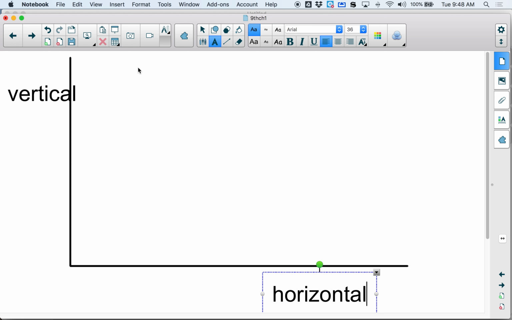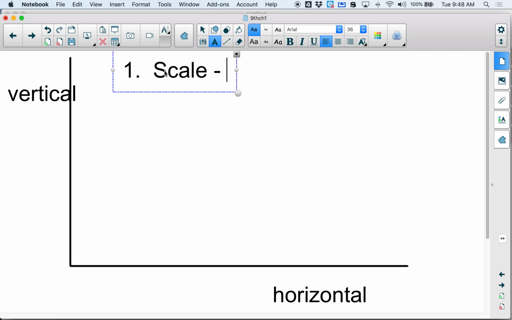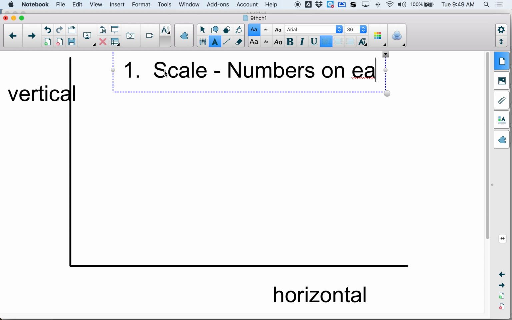Now, there are three things that every graph should have. Number one, every graph should have a scale. The scale is basically the numbers that you put on each axis so that you know how much of a measurement there is. So the scale is the numbers on each axis.